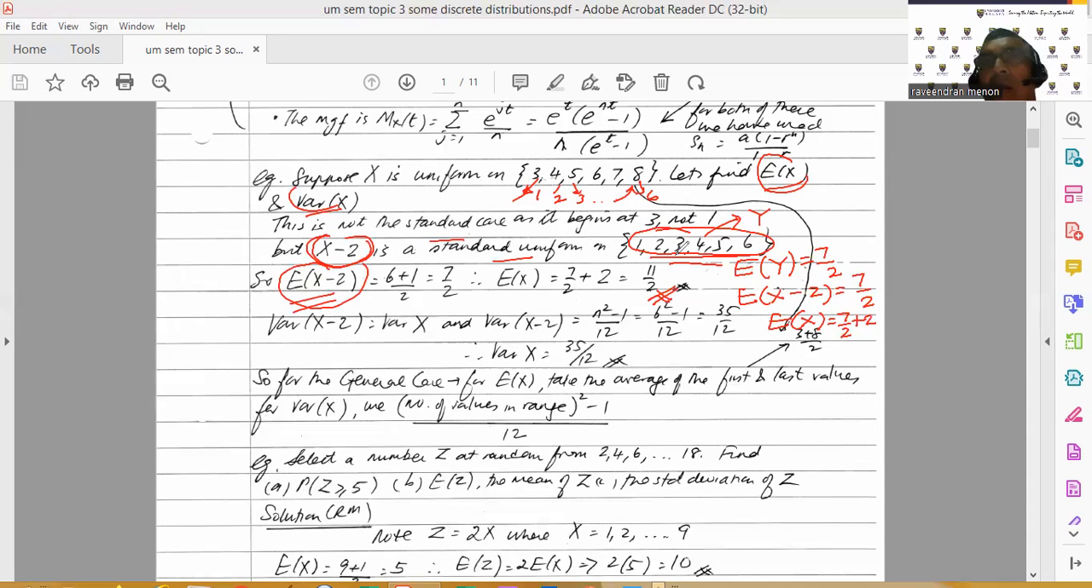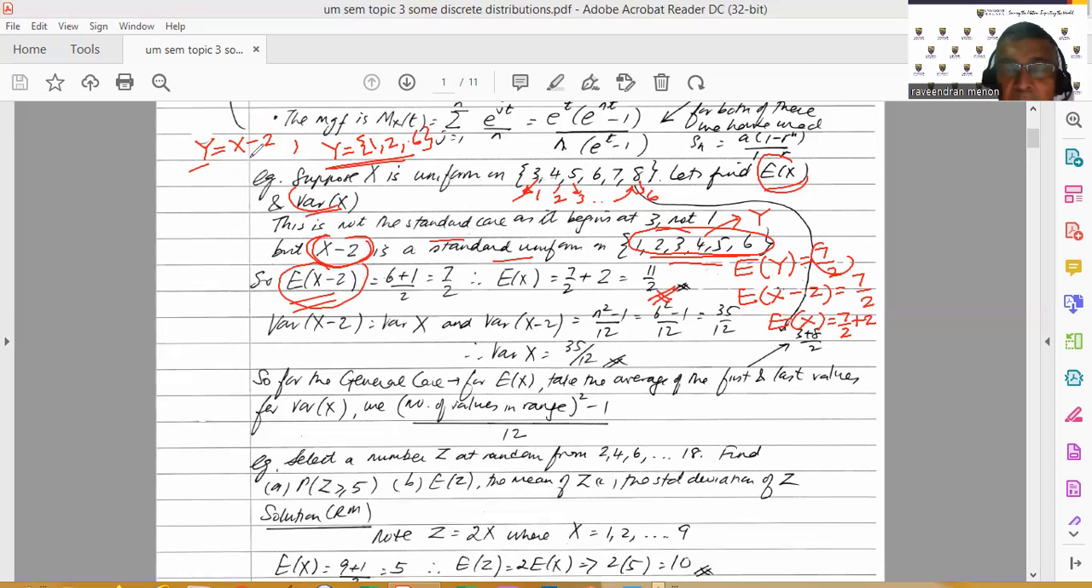So what you do, you realize that this is not a standard form. So why don't we change it to a standard form? Let's define a new random variable y equals x minus 2. Now, when you do that, you find that y will take values starting from 1, 2, right up to 6. So you work with y. You have standard formulas for it, n plus 1 over 2. That's the expected value of y. So I've done it here. The expected value of y is 7 over 2.